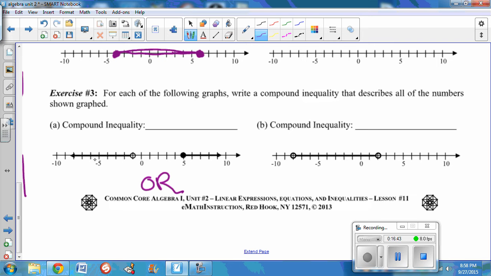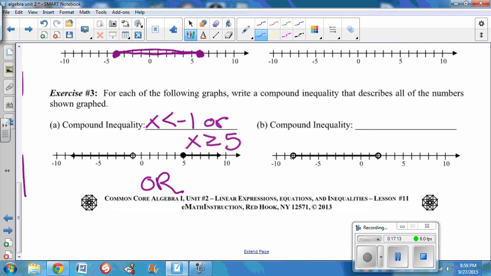So I read this graph, and I would say that x goes to the left, less than, it's an open circle, and what is it less than? -1. Or, now let's continue on, we read it from left to right, and I would have x is greater than or equal to, because it's filled in, and where does it start? It starts at 5. So that is an "or" inequality.